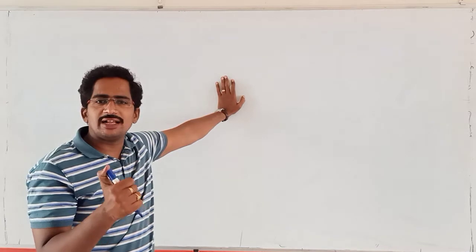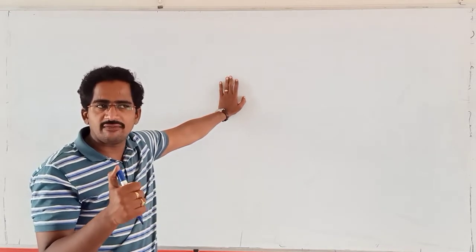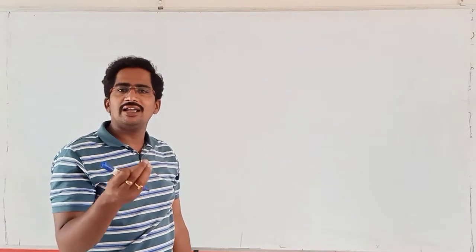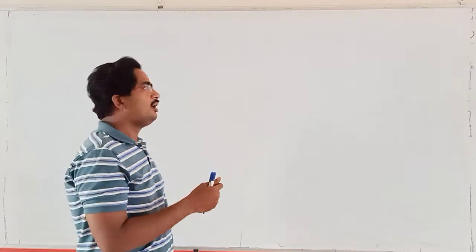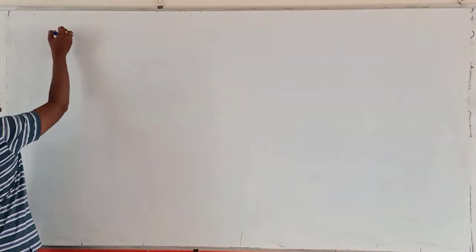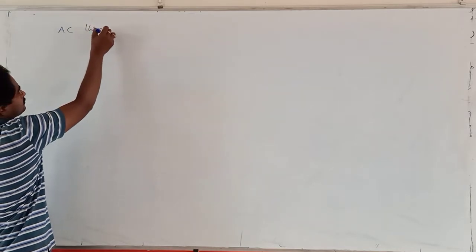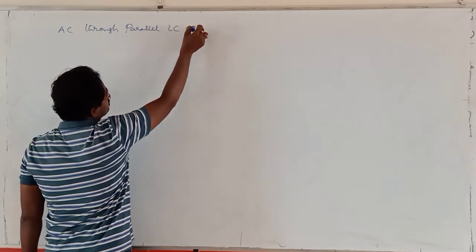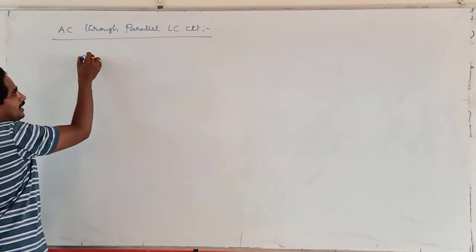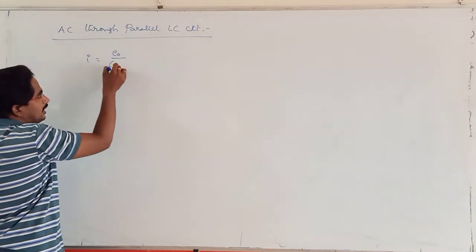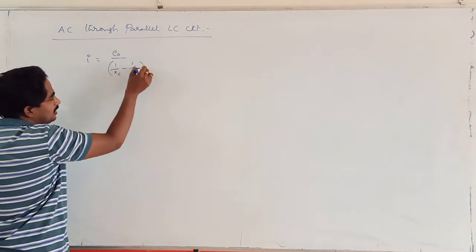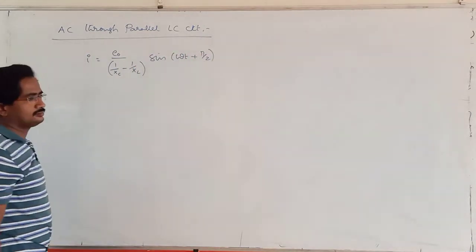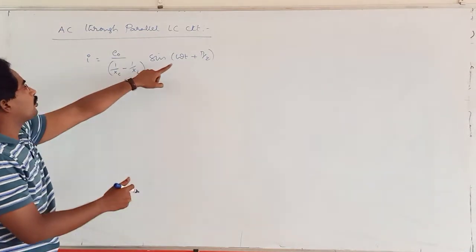What are the circuits till now we completed? Let's revise them one by one and write down the phase difference values between current and EMF in all the cases. In the last case, AC through parallel LC circuit, the current value is E naught by Z, that is (1 by XC minus 1 by XL) sin of (omega t plus pi by 2). So in this one, what is the phase value?